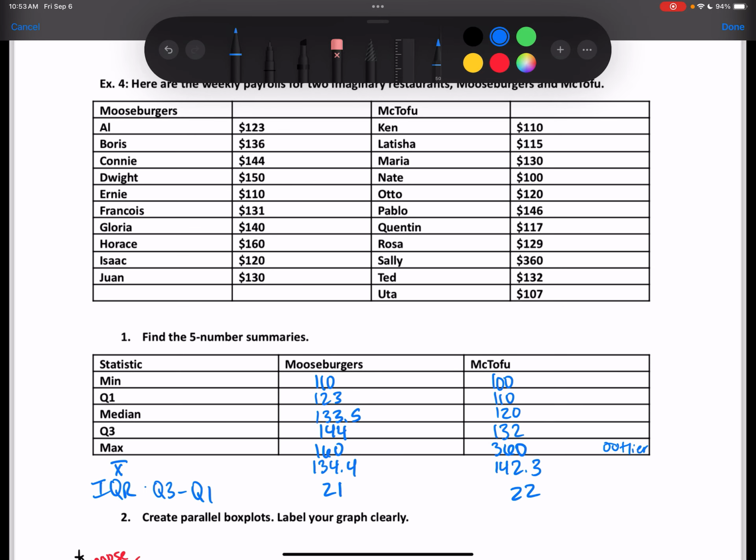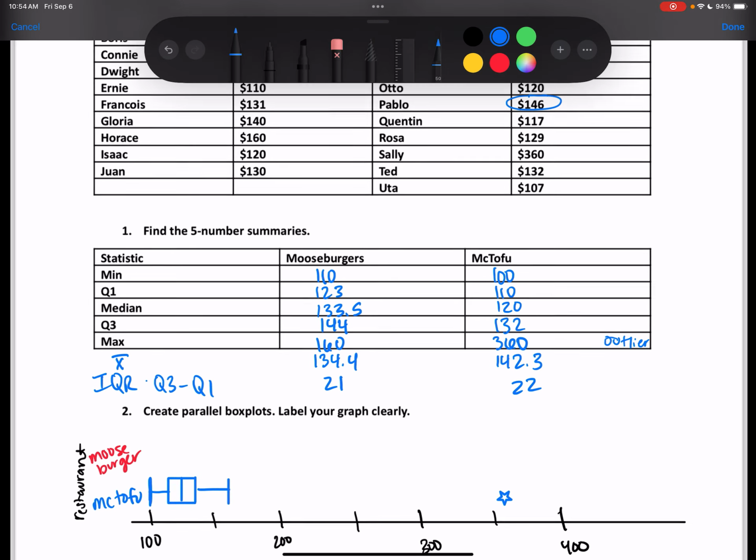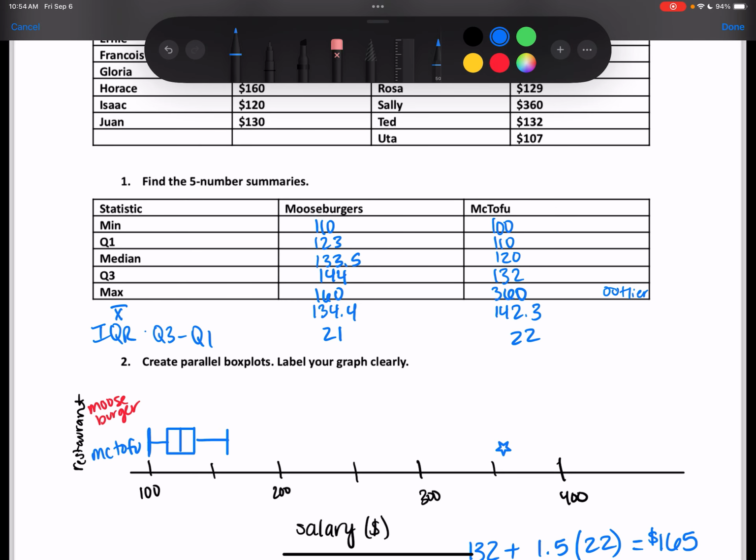I want to look and see, okay, my Q3 is 132, so what number do I have? Do I have any numbers past that that's not 360? 146. So yeah, I've got 146. So that's going to actually be my max value in here because that's the highest value that I have outside of the outlier. So I'm going to back this up a little bit and do it like that. What happens when you can't see the whole paper at the same time?